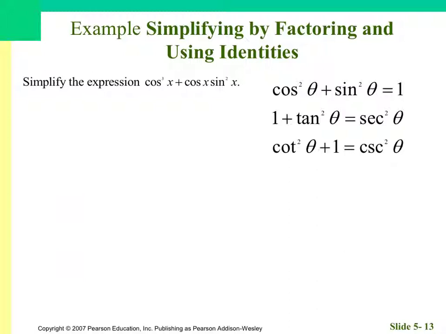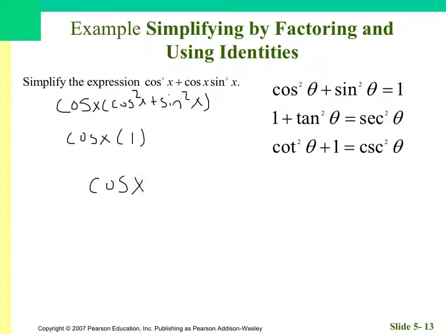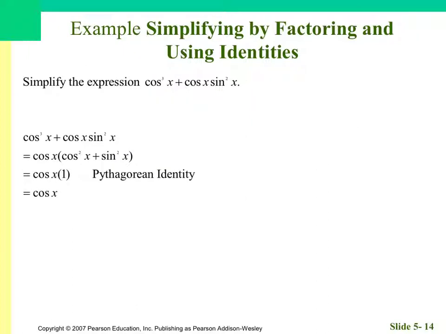Alright, simplify the expression cosine to the third plus cosine x sine x. Well, what do they have in common? Cosine. So if I factor out a cosine, I get cosine squared x plus sine squared x. What does that equal? 1. So I get cosine x times 1, so that is the cosine of x. So there we go.